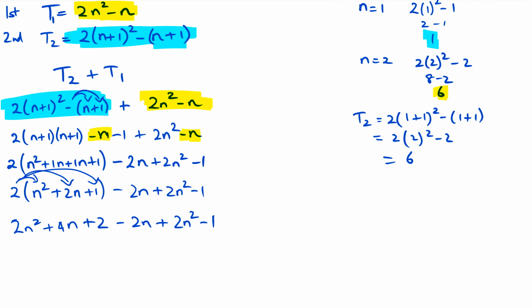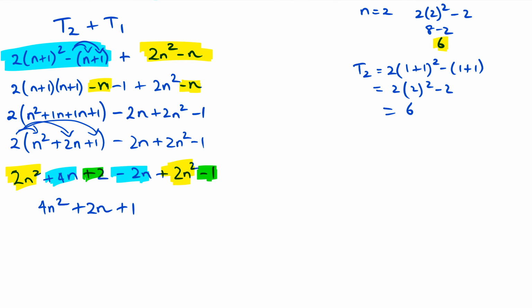Putting everything together, I end up getting 4n squared, which is from there. Then I've got 4n minus 2n, which equals 2n. And then 2 minus 1, which equals positive 1. So what we have here is 4n squared plus 2n plus 1. We can factorize just the first two terms. I'm not taking everything out, just the 2 part. If I take the 2 out, I get 2 times 2n squared plus n, plus 1.